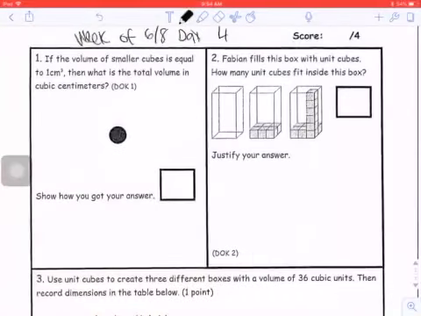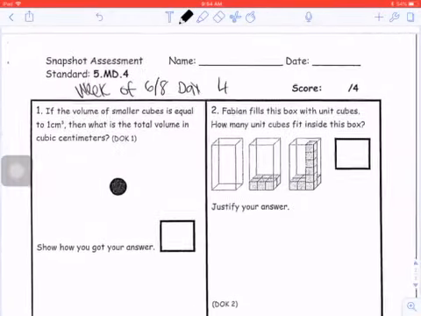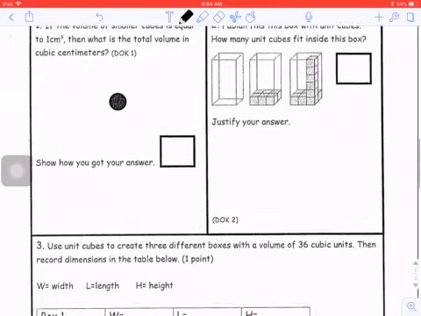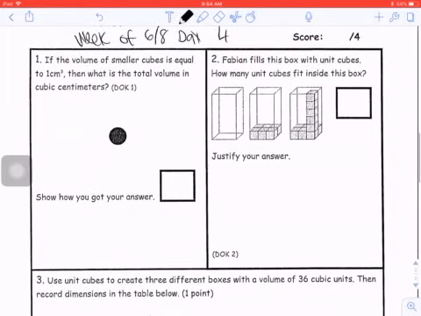Good morning, 5th graders. So today we are working on MD.4, week of 6-8, day 4, okay? Your page should look like this. There is a little bit of a broken question in here that we're going to figure out how to solve, because that's kind of funky. And that's the first question.